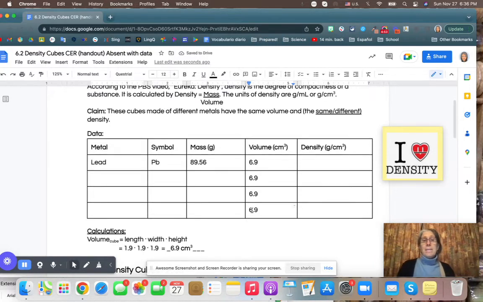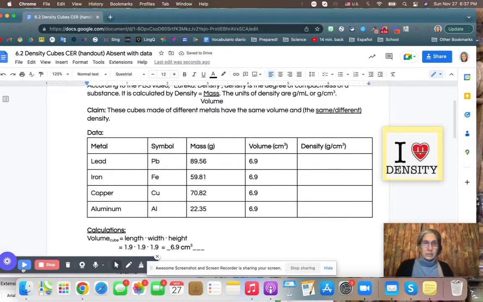I'm going to give you the masses for the rest of them in just a second. Okay, so here is the rest of the information after I put all my things on the scale and got the mass of the different things. These symbols are from the periodic table of elements. Some of them, like aluminum, Al, make sense, but some of them look a little weird, like why would lead be Pb? That's because these are some of the older names from ancient Rome.